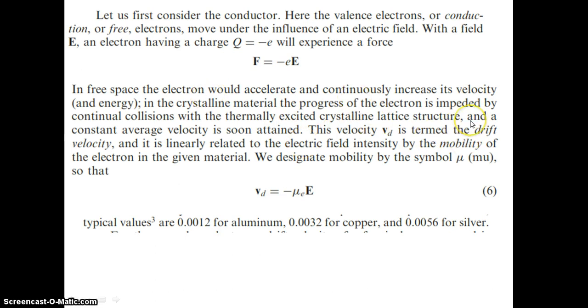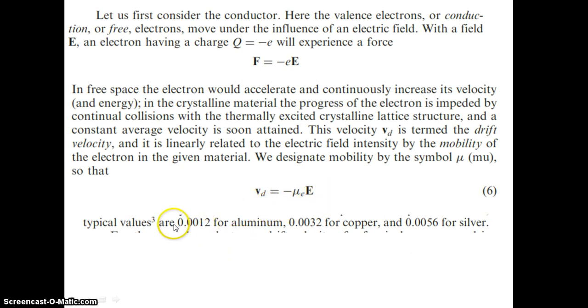As time passes, a constant average velocity is attained. This velocity is called the drift velocity. The drift velocity is linearly related to the electric field intensity by the mobility of the electron in the given material, so Vd equal to minus mu e into E. Here mu e is called the mobility of the electron in the given material. For different types of materials, the mobility varies.